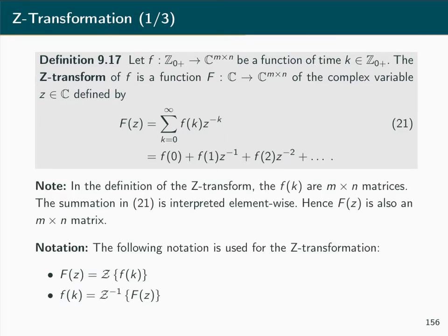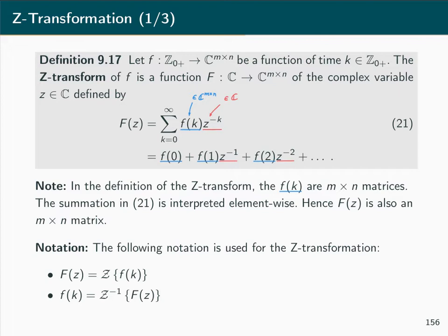Note that in the definition of the z-transform of the function f, the expressions f of k represent m by n matrices, whereas z to the minus k are scalars. The summation is interpreted element-wise, and therefore F of z is also an m by n matrix.